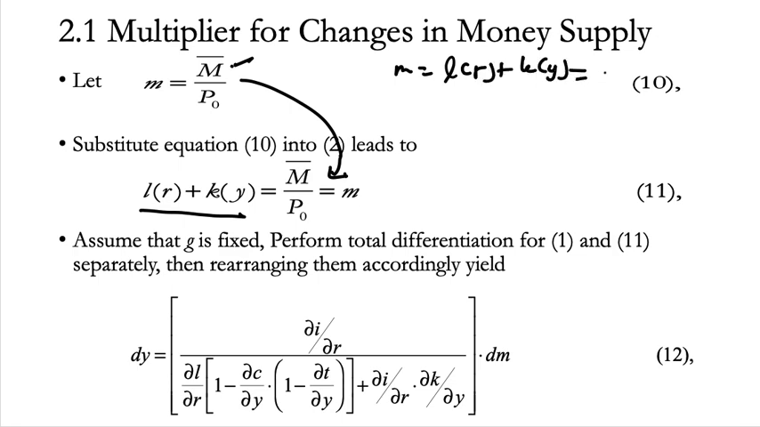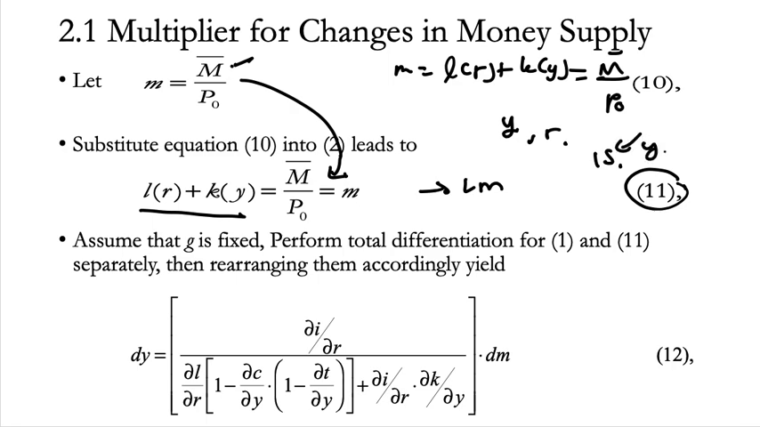Okay, we just need to be more specific, that's all. Now, because we want to come up with a multiplier for changes in money supply, we want to see what happens to equilibrium income and also the interest rate. So we need not only LM, we also need IS, so that we can always see what happens to output.